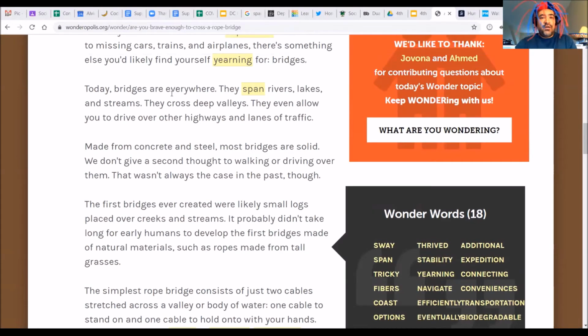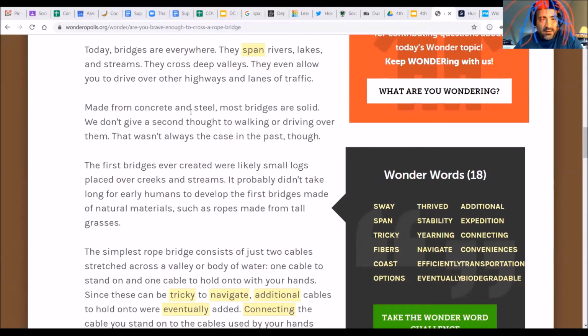Today, bridges are everywhere. They span rivers, lakes, and streams. They cross deep valleys. They even allow you to drive over the highway in lanes of traffic. Made from concrete or steel, most bridges are solid. So again, for example, here, this would be a great detail. We don't give a second thought to walking or driving over them. That wasn't always the case in the past, though.